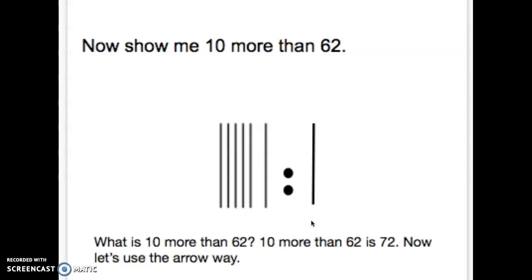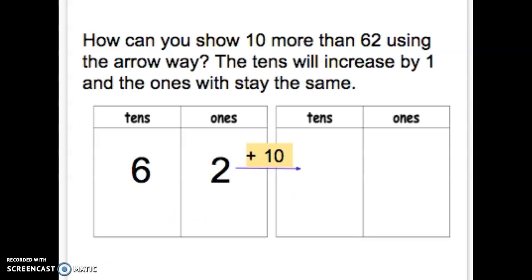So now we're going to use the arrow way to show this. How can you show 10 more than 62 using the arrow way? If you notice, we have 62 in our place value chart. We came up here, we drew our arrow, and we said plus 10. The tens place will increase by 1. So 6 10s plus one more 10 gives you 7 10s. And the ones place will stay the same.